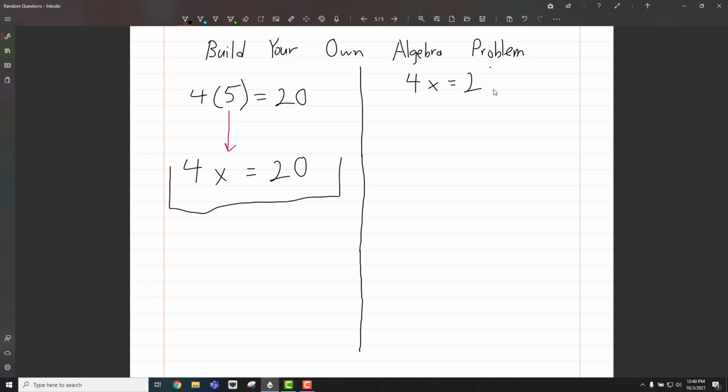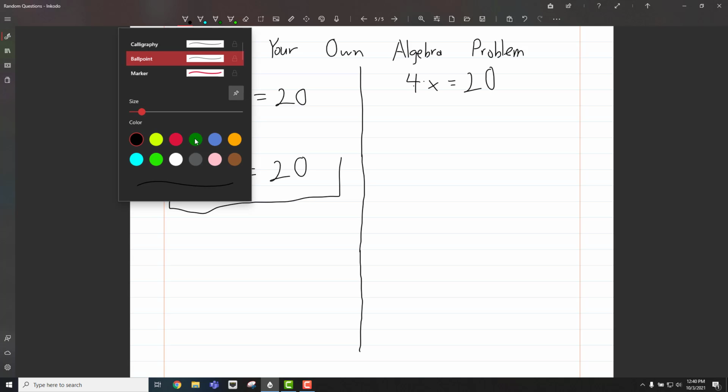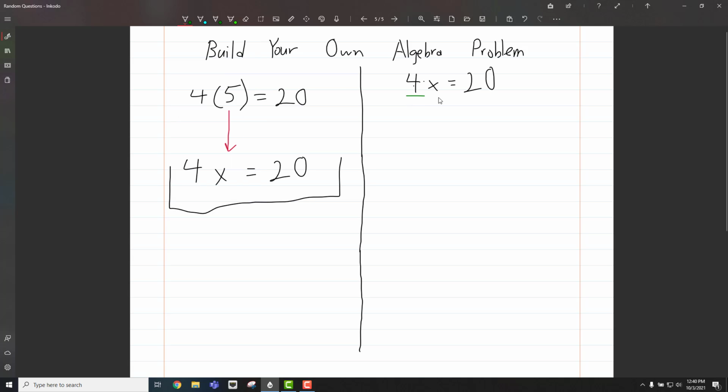4x equals 20. Now I have to do my opposite operation to isolate my x. So it's 4 times x, so therefore I want to divide by 4 to cancel that. But to maintain balance on this equal sign here, I have to do the same thing to the other side of the equation, leaving me with x is equal to 5. There we have it. We're just reverse engineering this problem.